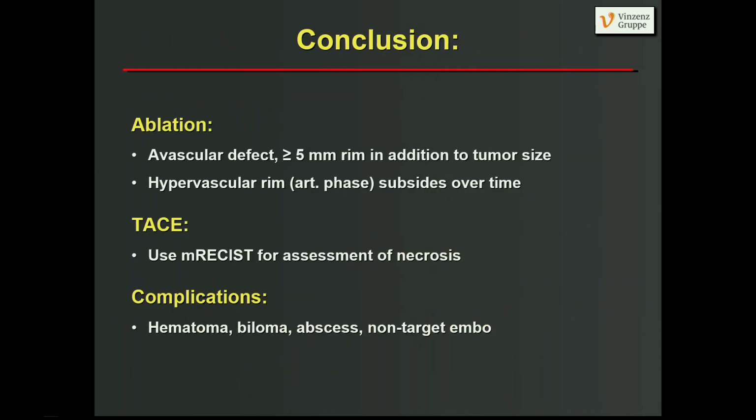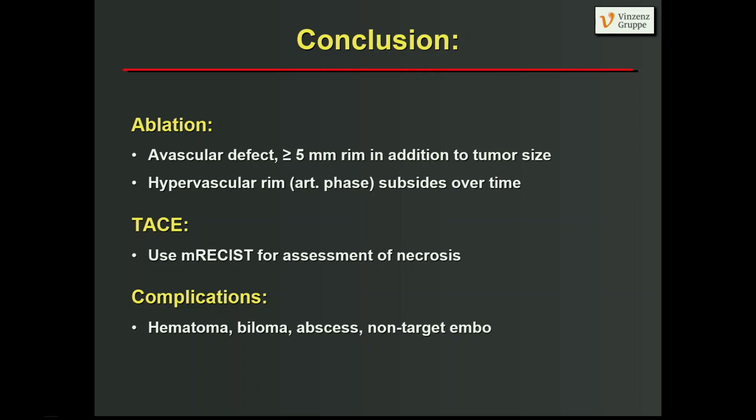If you do a liver ablation, you should achieve an avascular defect, and that defect should be in size at least 5 millimeters larger in addition to the tumor size you're dealing with. Quite commonly, we see these hypervascular rims in the arterial phase, and they subside usually over time, but be aware that even after 6 months, you may see these rims in roughly 20% of patients.